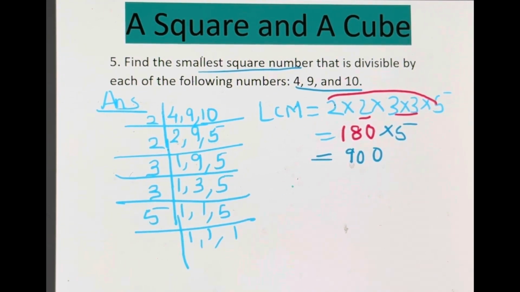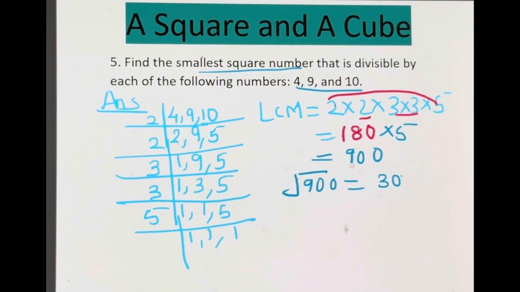Right? And what is the square root of 900? The square root of 900 is 30. That is not asked, but I'm just showing you. So 900 is a perfect square which is divisible by 4, 9 and 10, the smallest perfect square. So this is answer number 5.